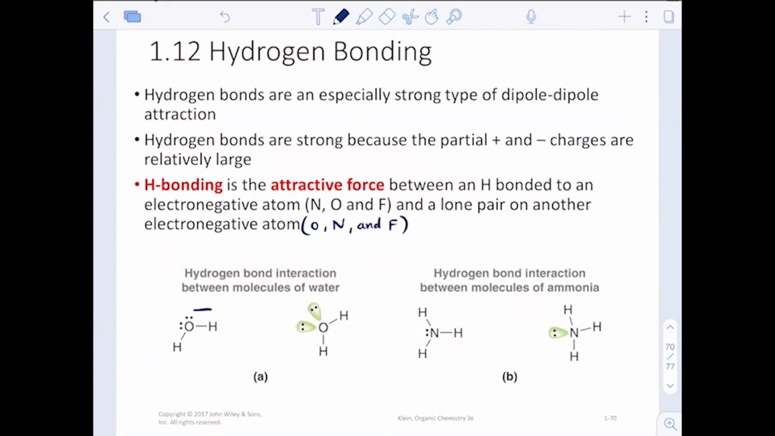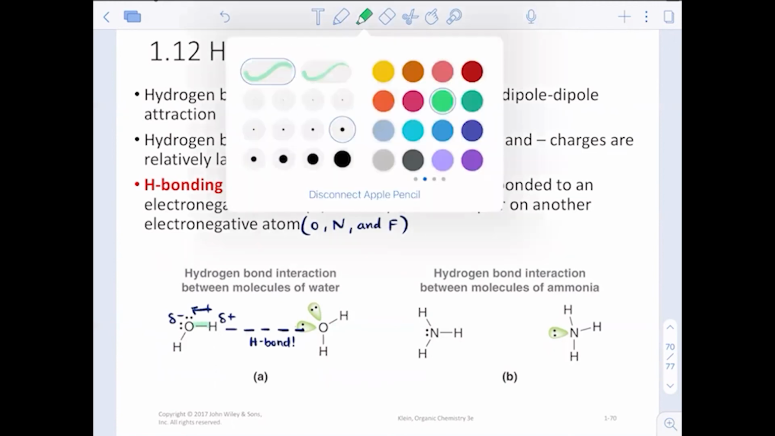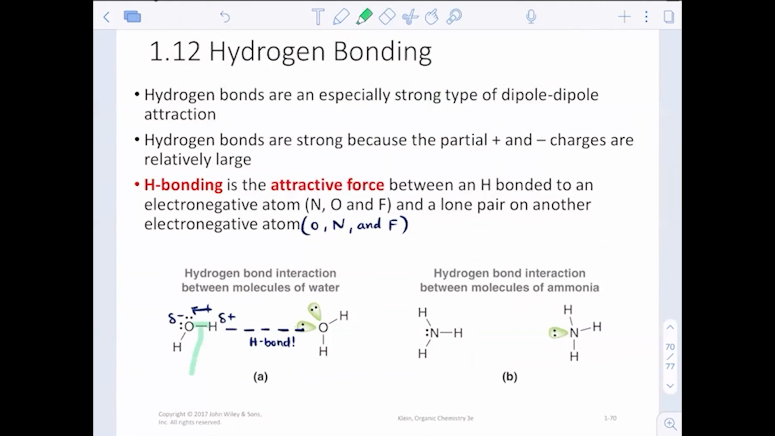So here is that polar bond, delta plus of hydrogen, delta minus of oxygen. The hydrogen bond exists right here. There's the H bond, when the hydrogen of one is attracted to the oxygen of the other. Notice this right here is not a hydrogen bond. That is a covalent bond. That is one piece of the puzzle to the intermolecular force, hydrogen bonding, but it is not the only piece.